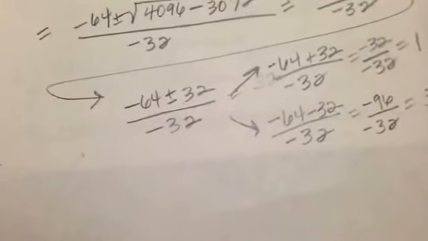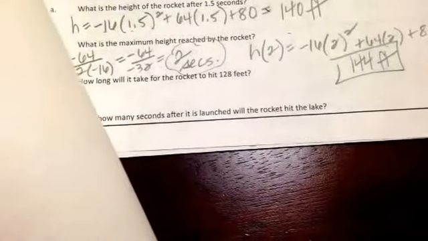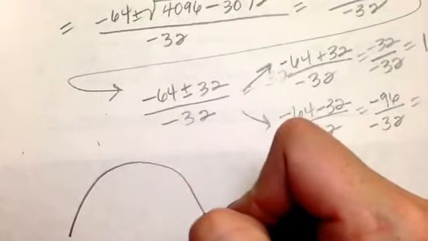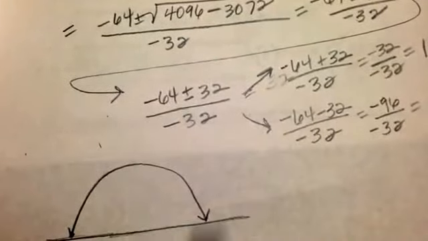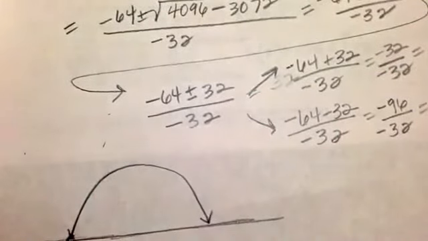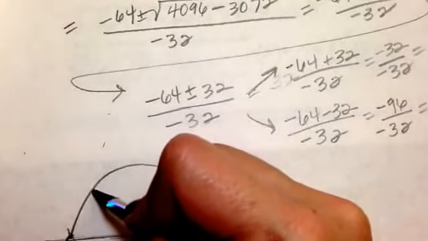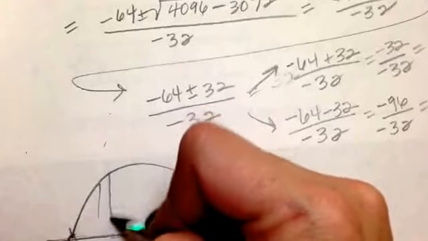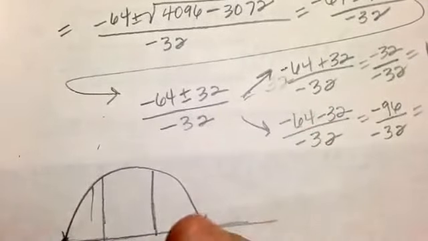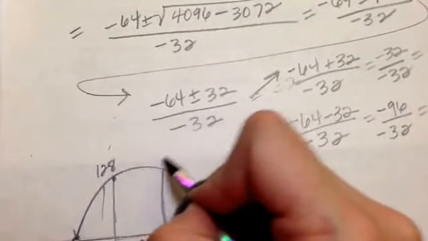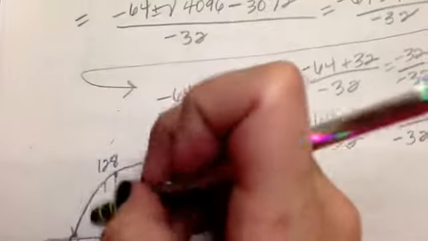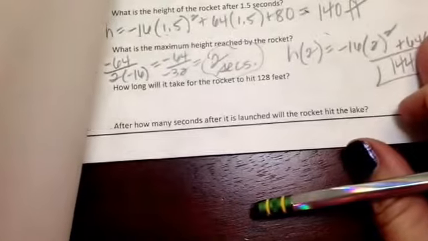So some things we know about this rocket right now is that at 1 second and 3 seconds, it's at a height of 128 feet. So just thinking about it in the context of the problem. And now I need to go on and solve part D.